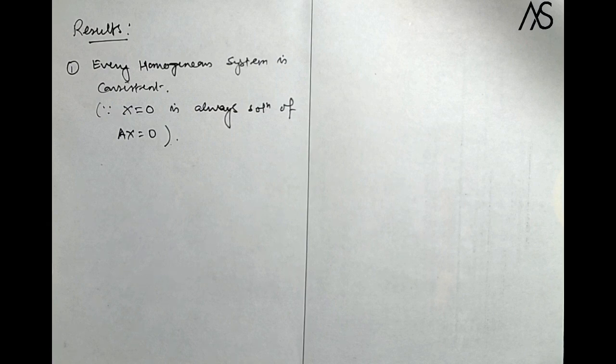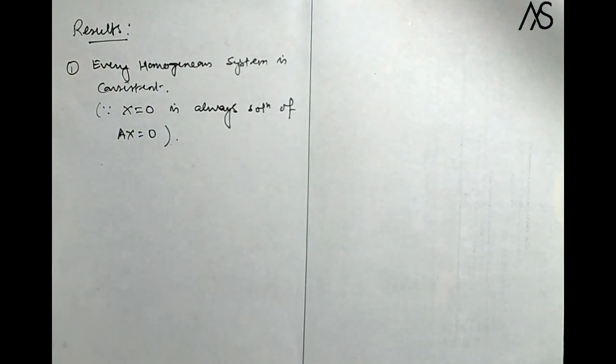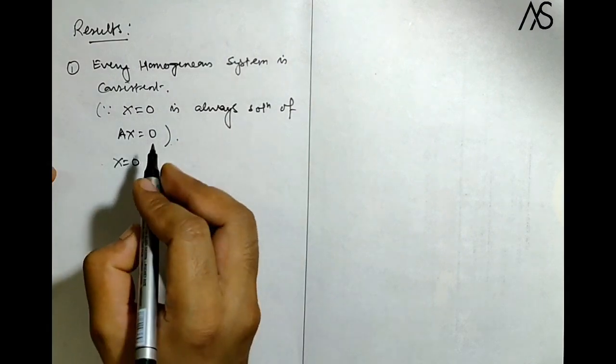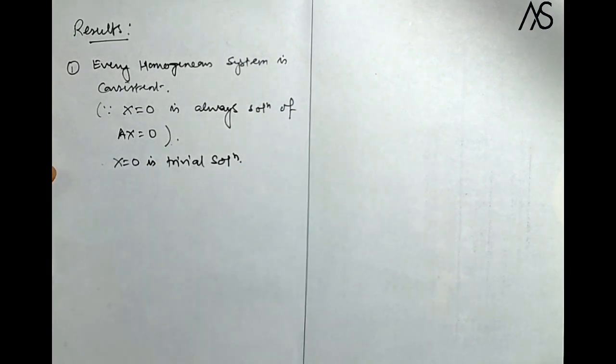This solution is called the trivial or self-obvious solution of a homogeneous system. Remember one thing here, nothing is obvious in mathematics. It is called the obvious solution, which means it has a reason: every homogeneous system can be satisfied by 0. So this solution is called the trivial solution. Any solution x equal to 0 is the trivial solution. This will always be there.